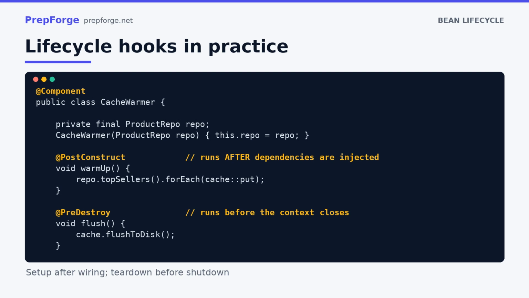Here's what that looks like in code. The cache warmer gets its repository through the constructor, and the @PostConstruct method runs only after injection is complete, so it can safely use the repo to warm the cache. The @PreDestroy method runs as the context shuts down, flushing the cache to disk. Two annotations, and your resource management is handled declaratively.